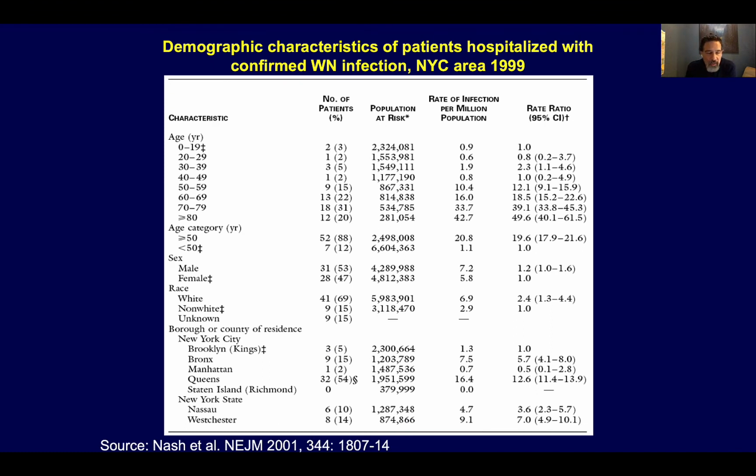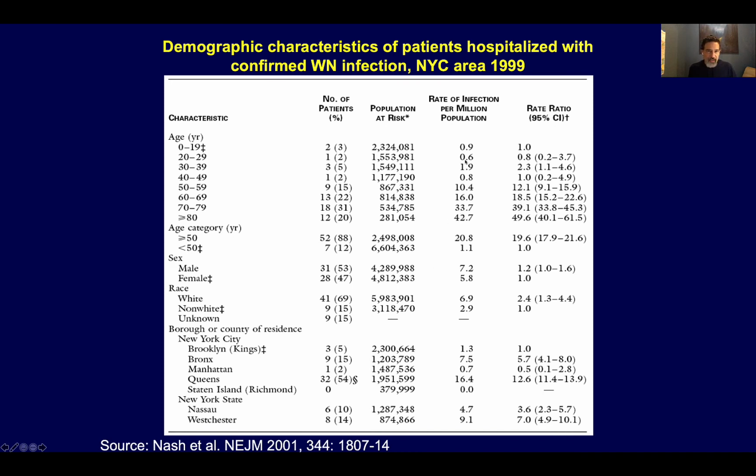In our outbreak paper in the New England Journal, we described the characteristics of the patients by age, by sex and race and ethnicity, and by geography. Here you can see the number of patients, but we also brought in information on the denominators so that we could calculate rates of infection, which are shown here.